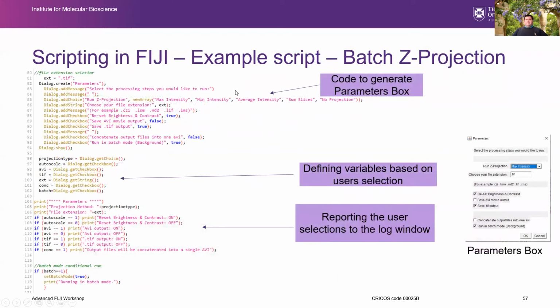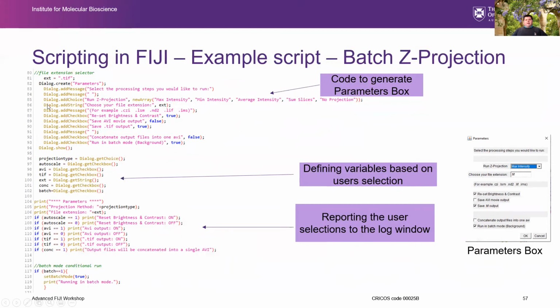Next, we have the parameters box. We ask the user, and they have a number of things that they can choose and change when they run this script. This is what makes it a little bit more flexible than just running, you know, projection type equals max projection in the batch process mode. So the script asks what the extension is, so it's going to ask you what your file extension is. This is the parameters box.